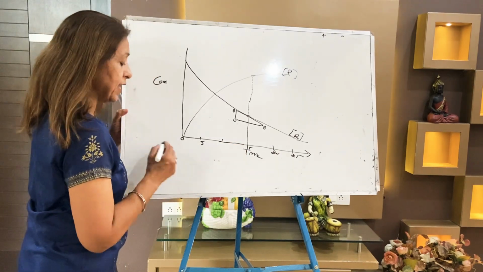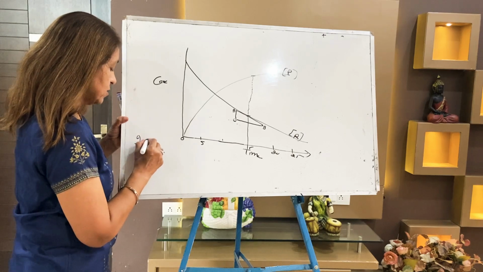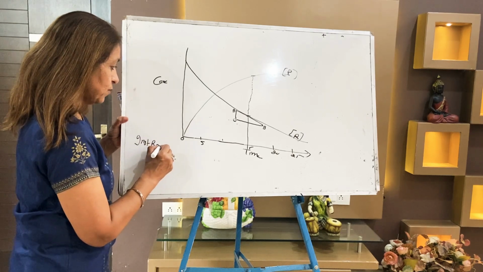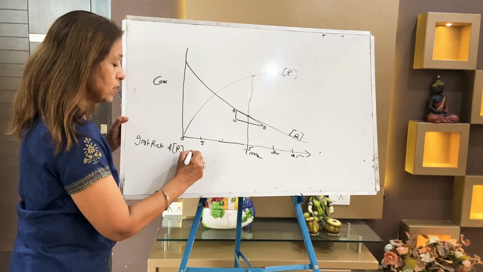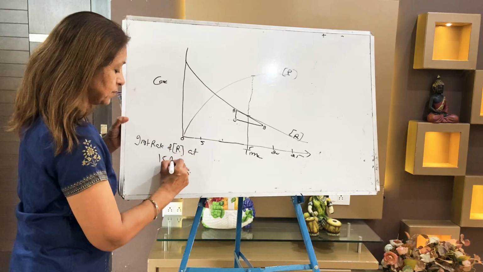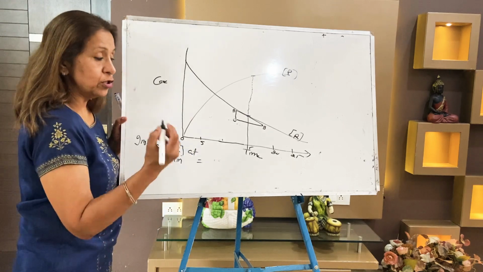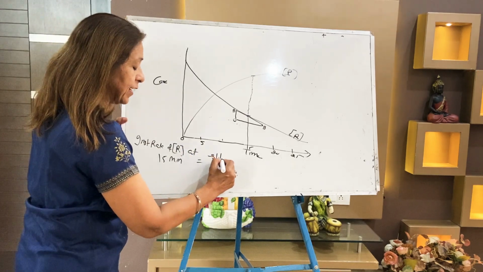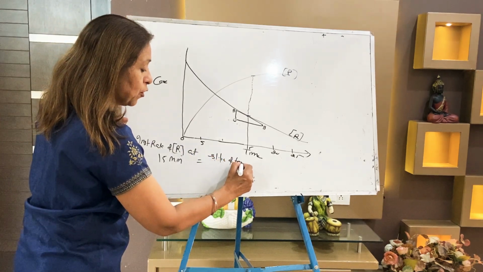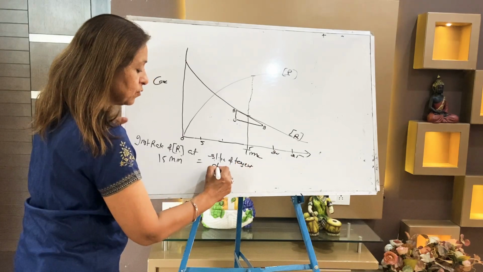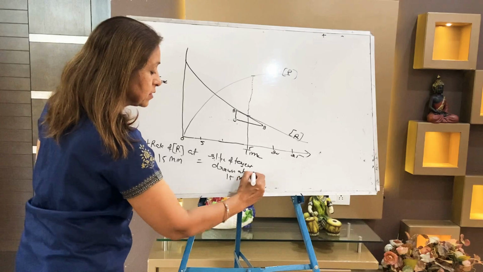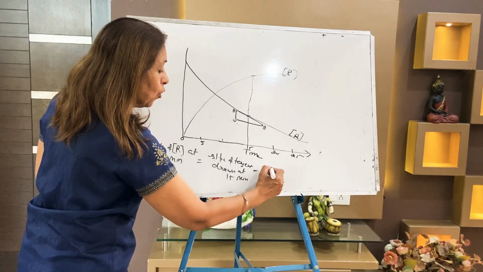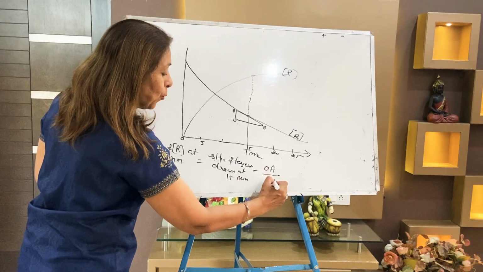So write down: instantaneous rate of reactant at 15 minutes is equal to the slope of the tangent drawn at 15 minutes, that is equal to OA by OB.